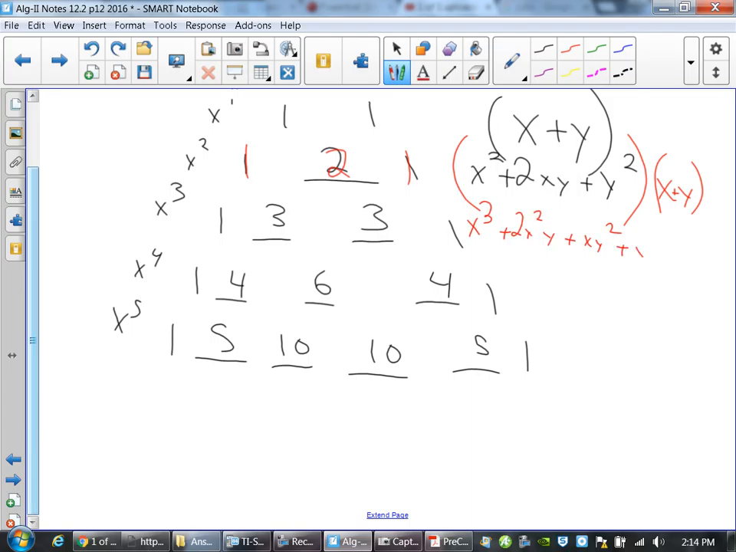and then I get plus x squared y, 2xy squared, and a y cubed. Sorry about the writing there. I wrote the triangle too big. Combine your like terms and look what happens with your coefficients. x cubed, 3x squared y, 3xy squared, and a y cubed.